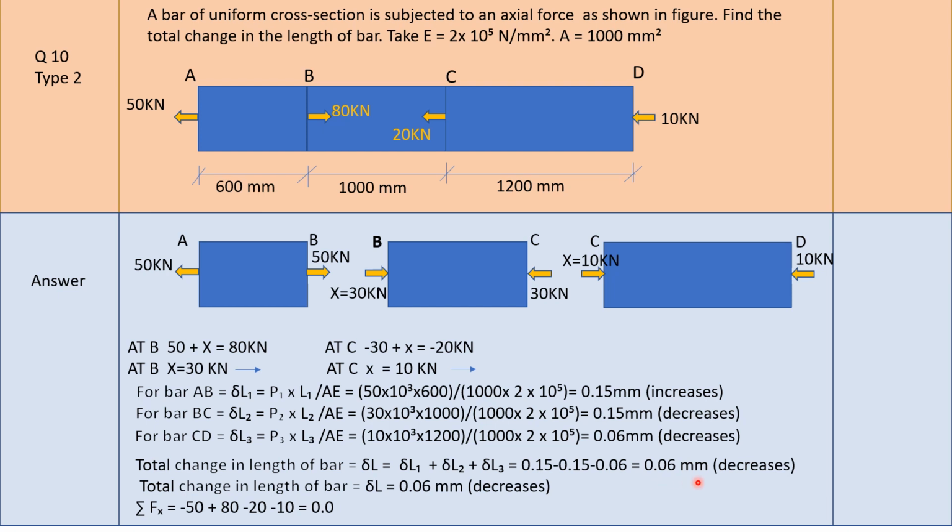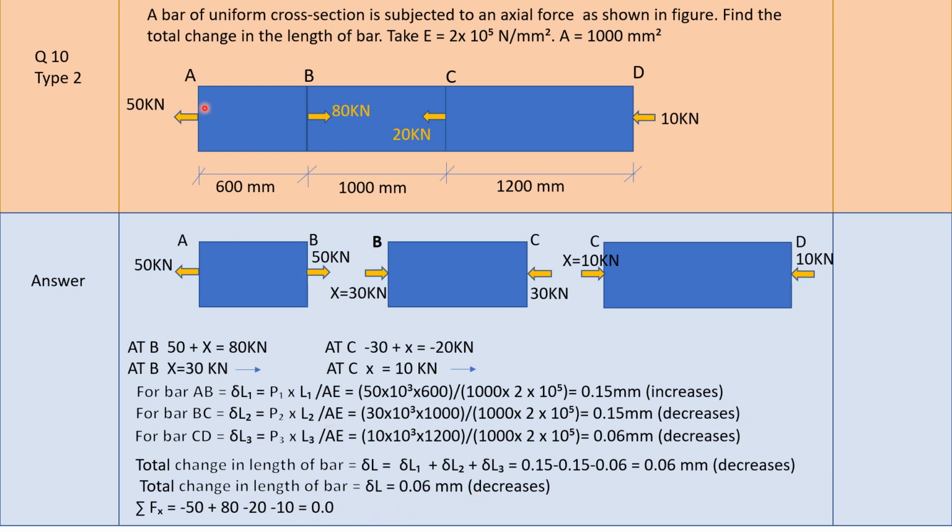Minus means decreases, and if I am writing in the bracket decreases, then I need not show the minus sign. Sometimes in the exam, students show the minus sign so small that it looks like a dot. So it is always better that in the bracket you mention it very clearly that decreases, and if you write decreases, you need not give the minus sign, because minus sign is just the indication that there is decrease in the length of the bar. So the total change in the length of the bar, delta L, is equal to 0.06 mm and decreases.